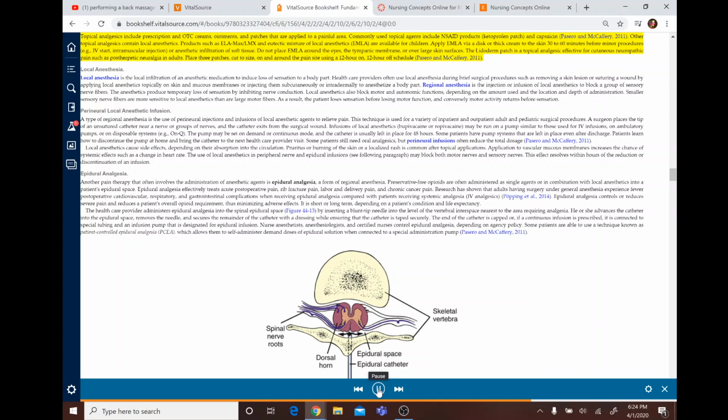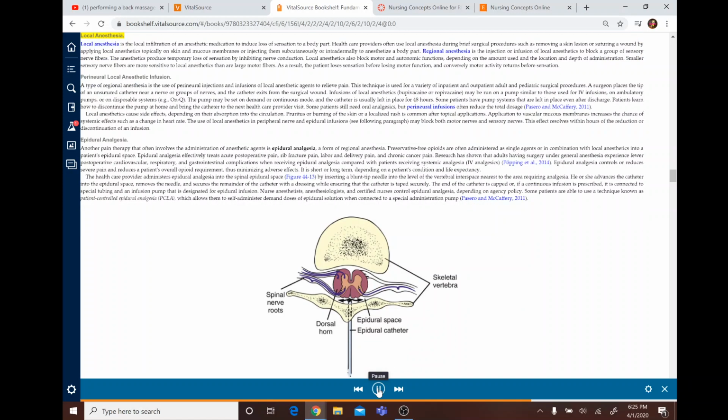Apply EMLA via a disc or thick cream to the skin 30 to 60 minutes before minor procedures, for example, IV start, intramuscular injection, or anesthetic infiltration of soft tissue. Do not place EMLA around the eyes, the tympanic membrane, or over large skin surfaces. The Lidoderm patch is a topical analgesic effective for cutaneous neuropathic pain such as postherpetic neuralgia in adults. Place up to 3 patches, cut to size, on and around the pain site using a 12-hour on, 12-hour off schedule. Pasero and McCaffrey, 2011.